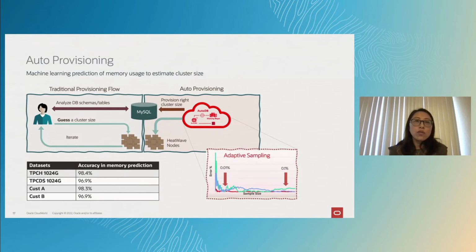So with auto provisioning, we sample the data that is already stored in InnoDB and use machine learning to predict the cluster size. As you can see on the table there, we have tried with TPCH and TPCDS, which are both well-known benchmarks for OLAP, and with two customers' data as well. Our accuracy in the memory prediction is very high, so that shows that we are suggesting the right cluster size for the workload.